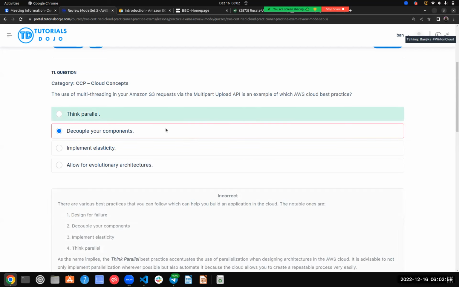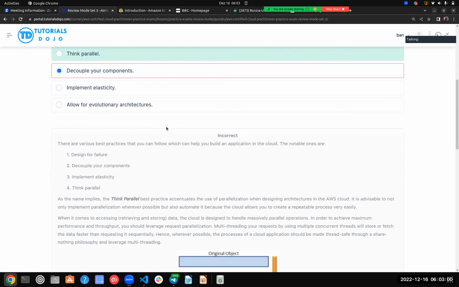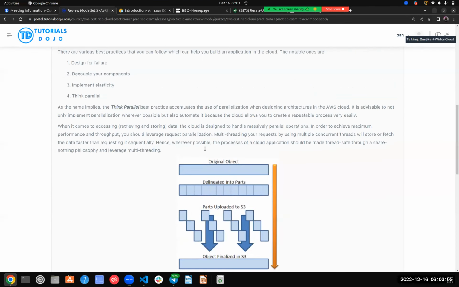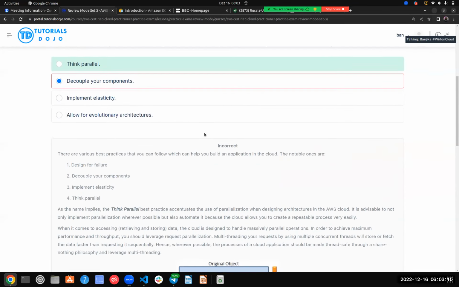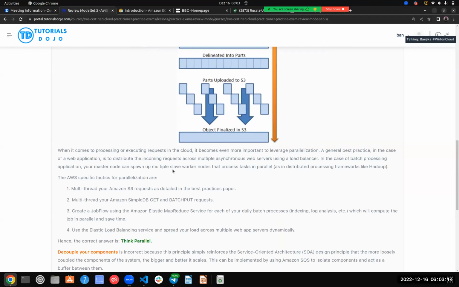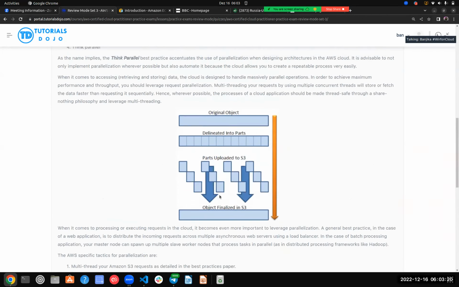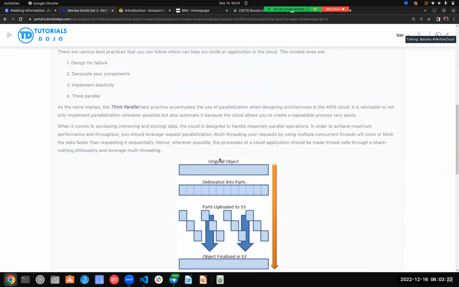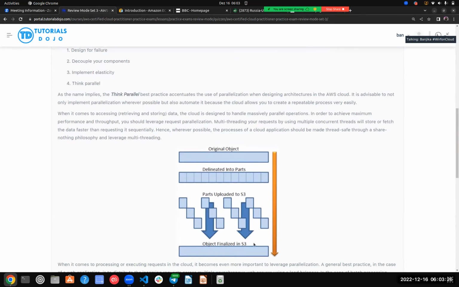So it's think parallel. And why I was saying that it's important to know how multipart works is because with multipart upload, immediately a file goes above 100 megabytes, right? I think it's 100 megabytes. And you want to upload it in S3. Okay, but let me explain it. I've not written that here. This is your original object. You want to upload it in S3.